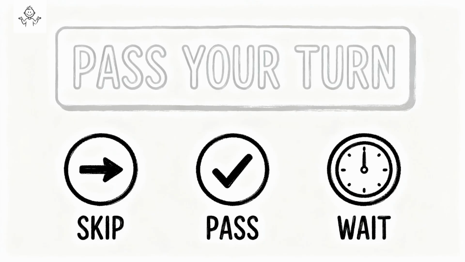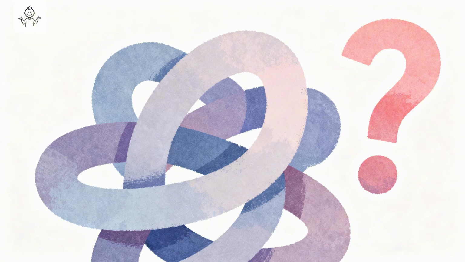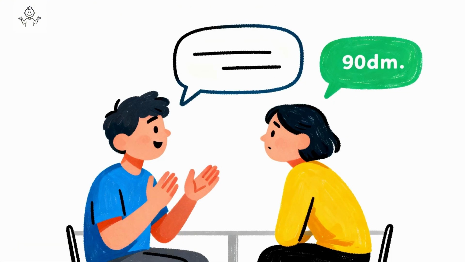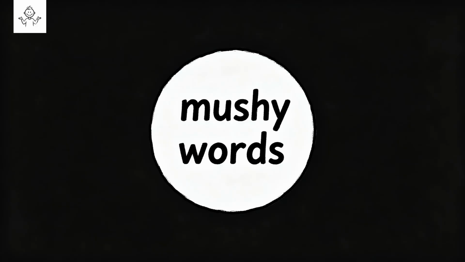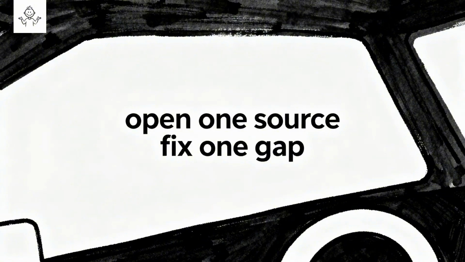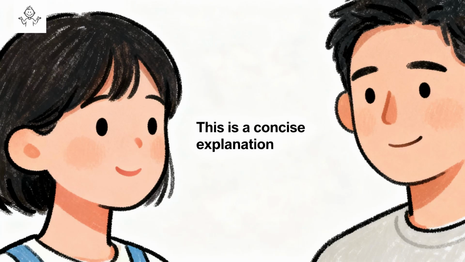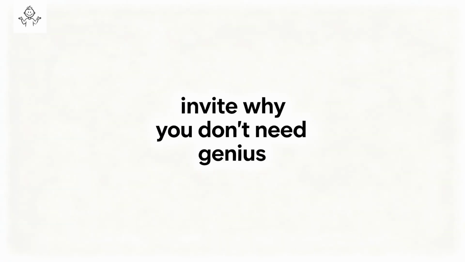Your turn. Mini script: pick one idea you're avoiding. Start a plain page. Title it for a 12-year-old. Talk it out for 90 seconds. Record. Circle the mushy words. Open one source. Fix one gap. Retell shorter. Add a prediction. Post a 1-paragraph explanation somewhere. Invite why. You don't need genius.